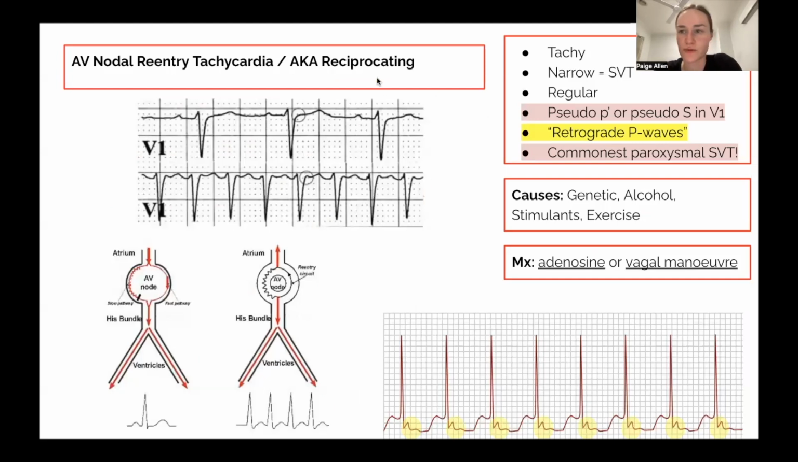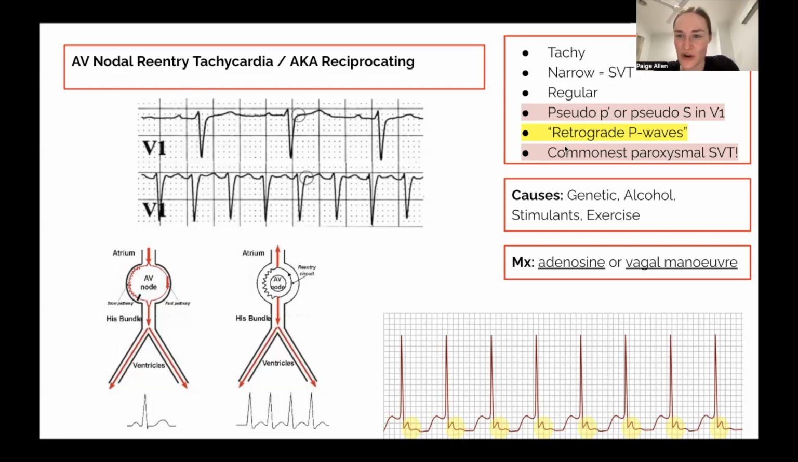This is also called reciprocating tachycardia. So again, it's tachy, it's narrow, so we know that's an SVT. You'll see it's more of a regular rate, like here on the bottom, that's very regular. So the kind of buzzwords for what you're going to see on ECG is you can get a pseudo P with a little hash, or a pseudo S in V1. So they have this here that's supposed to be the pseudo S. Honestly, I think they're just words.